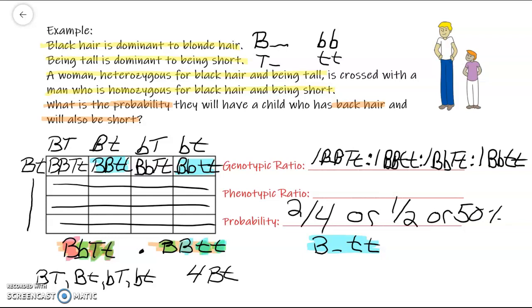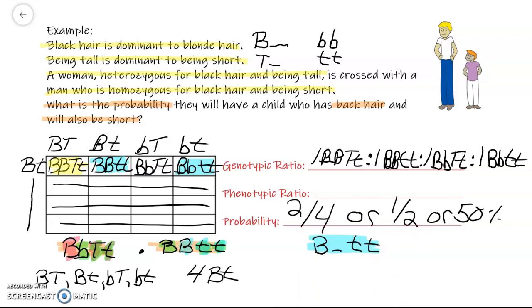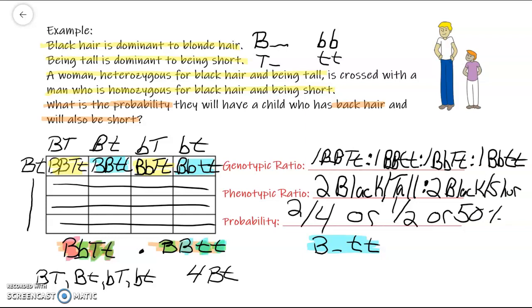For phenotypic, 2 of those 4 are going to be black hair and tall, and that would be these 2 right here, this one and this one. So what I'm going to do for phenotypic, I would just write 2 black / tall, colon, to the ones highlighted in blue, they're going to be 2 that'll be black haired and short. And there's our answer.